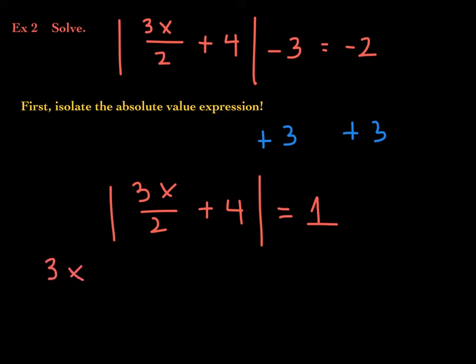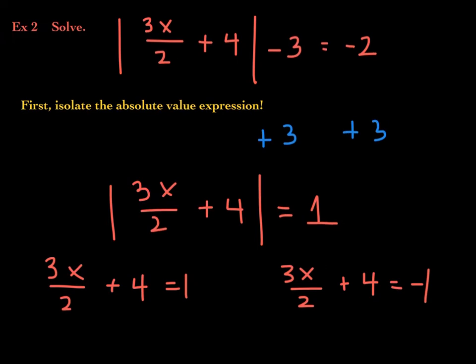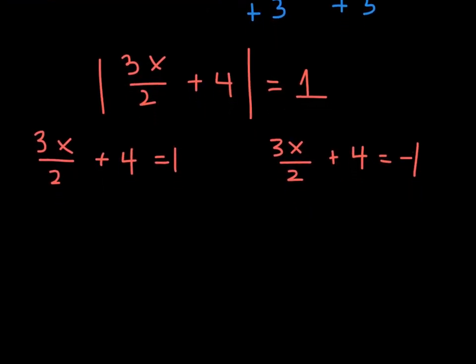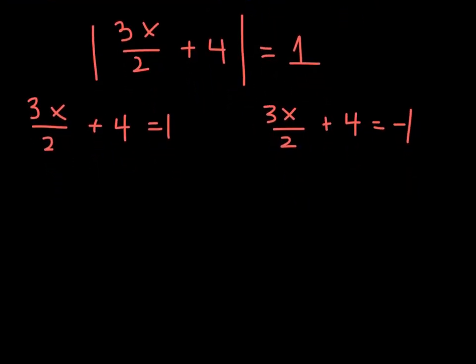One equation is 3x over 2 plus 4 is equal to 1. The other one is 3x over 2 plus 4 is equal to negative 1. And then we solve each one of these separately, and then you'll have your two solutions. So let's do that. Now, the first thing I'll do on this left-hand side, and actually on the right-hand side as well, I'll subtract 4 from both sides.